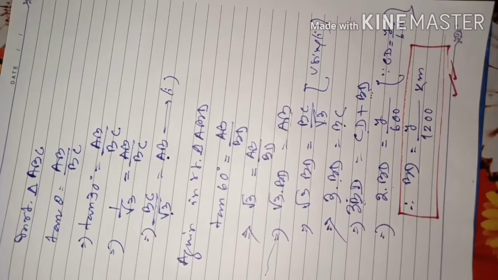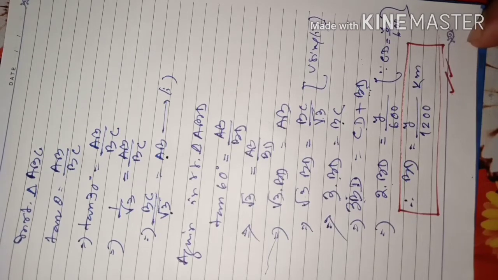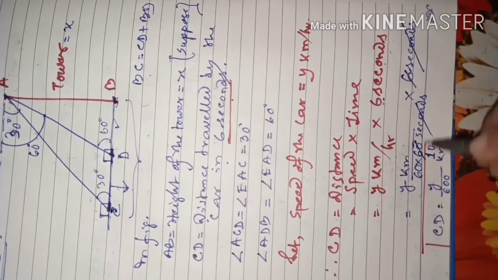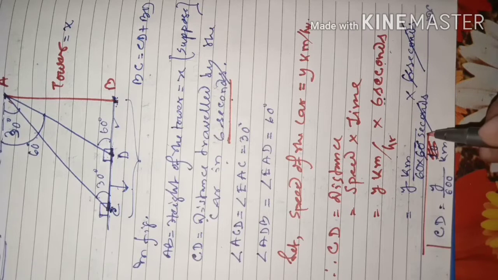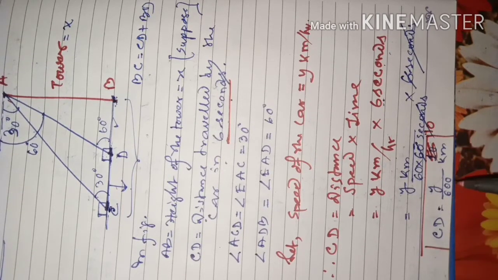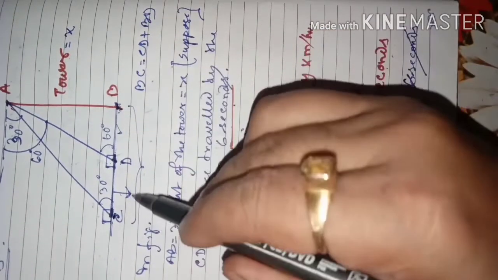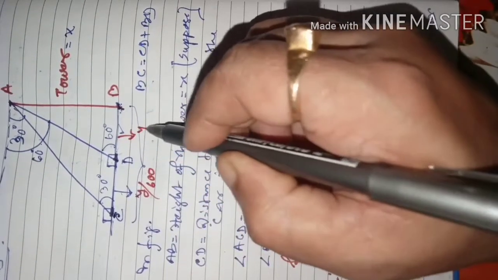This is BD's length. Okay, we got BD's length, also we got CD's length. Now with these two, this is CD. Sorry, this 10 is not included here, this 10 is from here only. So CD is equal to y by 600 and BD is equal to y by 1200. Then what is the length of BC?